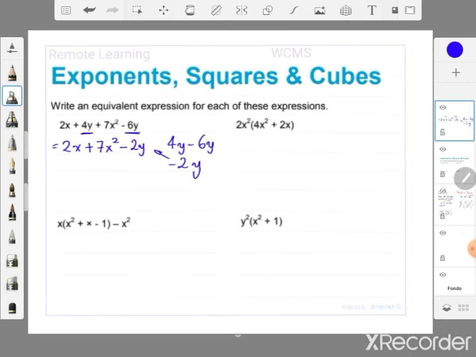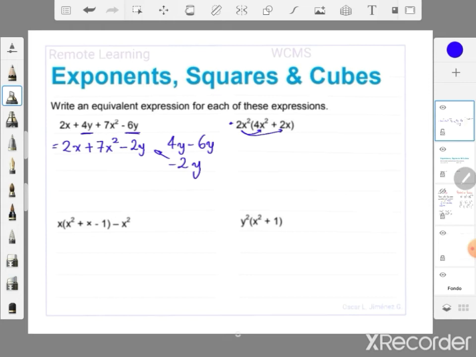Now, let me show you the second exercise, this one right here. Okay? We have 2x squared, parentheses, 4x squared plus 2x. So how do we solve this? First, you need to understand that we are going to multiply like this. We are going to multiply each term outside the parentheses by each term inside the parentheses, okay?